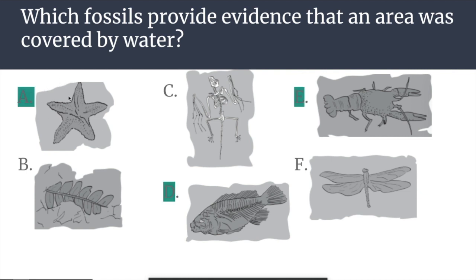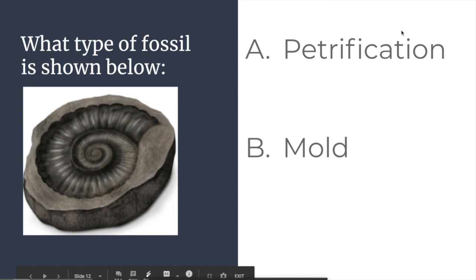If you said A, the starfish, D, the outline of the fish, and E, the outline of the lobster, that is correct. These are all animals that we see in the ocean and gives us clues that this area was once covered by water. Let's look at the different types of fossils I have here. This is a fossil of a shell that was found. What type of fossil is it? Is it petrification, or is it a mold?